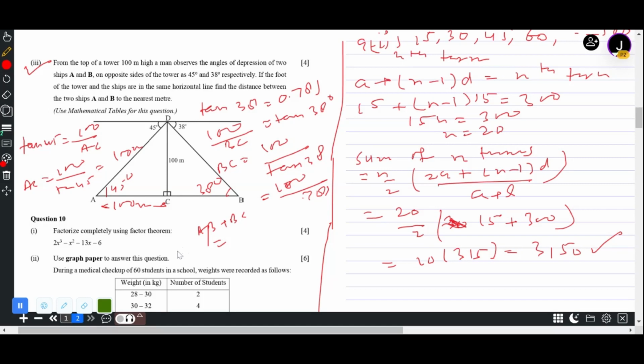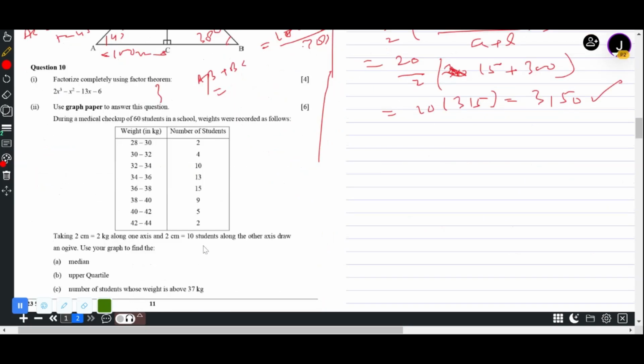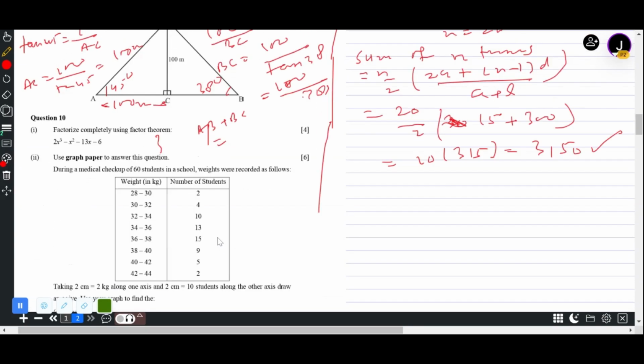Same formula. What is 100 divided by BC? That is tan 38. Okay. So BC is equal to 100 over tan 38. That will be how much? 100 over 0.781. So what is the total of AB plus BC that you work out? So our answer becomes... I will not use the calculator. Okay, I'll leave it here at this point. You can do it yourself.